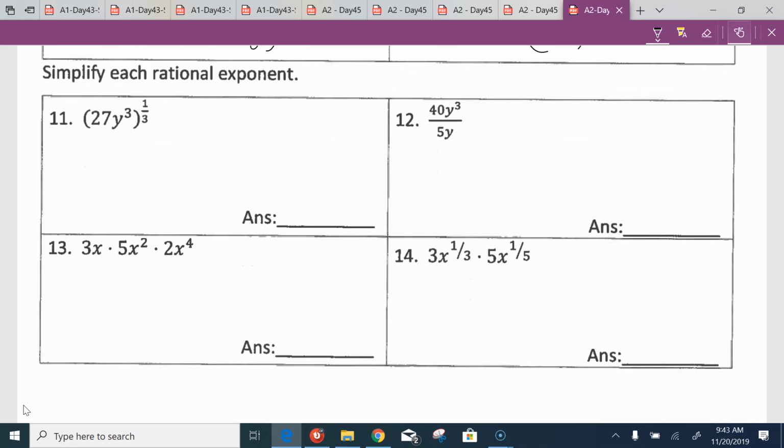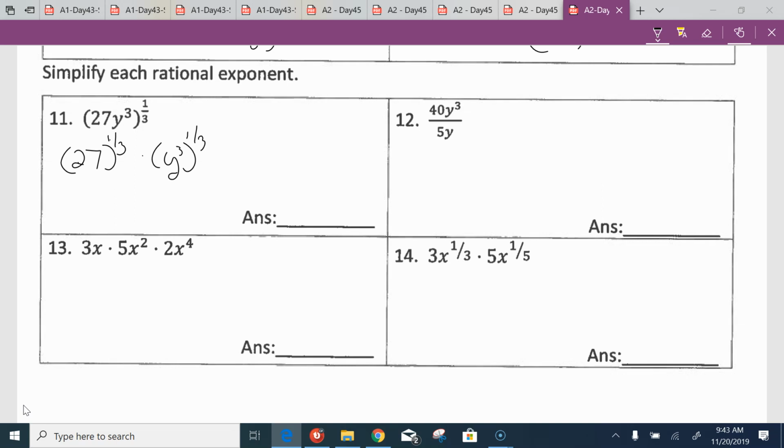Now we're going to use the properties of exponents to simplify some of these expressions. So 27 times y cubed, to the 1/3. I'm going to go ahead and split this up as 27 to the 1/3 times y cubed to the 1/3.